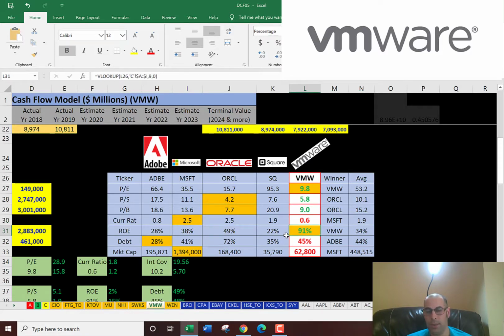ROE, VMware just knocks out of the ballpark at 91%. Nobody even comes close. Oracle has a really good ROE at 49%. The average debt is 44%, so they're right around average. All companies have a good amount of debt except Oracle. They're a bit leveraged. Anytime I see over 50%, I get a little concerned. And they're below the average in market cap. They're still a pretty big company, $62 billion, but when you have companies like Microsoft and Adobe and Oracle in the list, it makes your company look small.